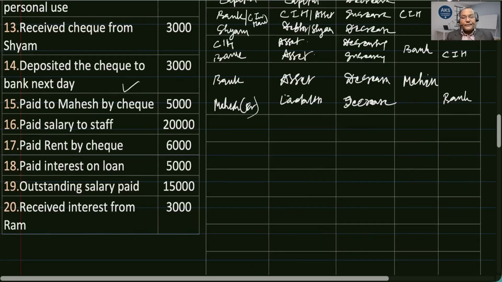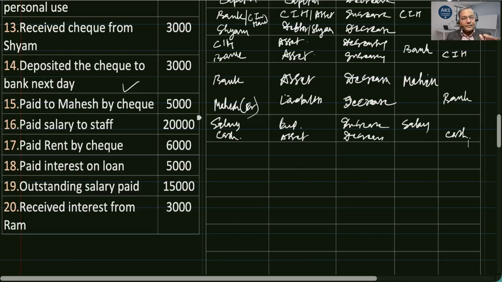Paid salary to staff. So the two accounts which are affected are salary and cash. How are we going to enter this? Salary is an expense and cash is an asset. So there is a decrease in cash and there is salary expense, which, in order to increase expenses, we need to debit. So there is an increase in salary expense. What is the entry that we are supposed to do? We will be debiting salary and crediting cash, as cash being an asset, in order to decrease it we need to credit it.